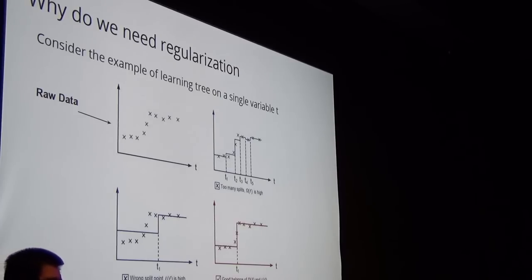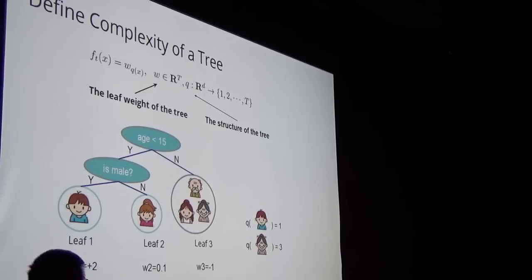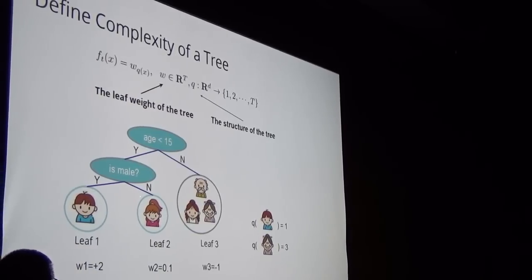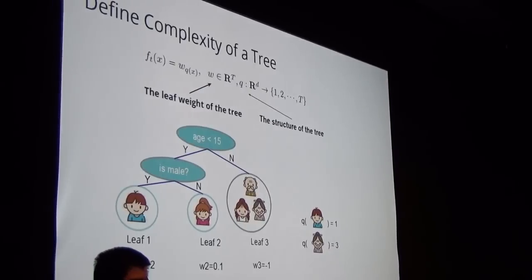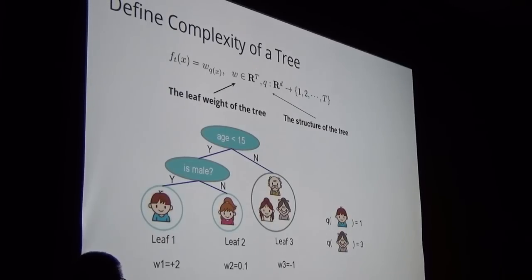So hopefully you are now convinced that it's quite important to trade off both the training loss and the regularization objective. In order to do that, we need to define the complexity of a decision tree or regression tree, because we are trying to fit tree ensembles on a data set. Given a regression tree, we break it into two parts so that we can make our definition more formal. The first part is called the Q function. That represents the structure of the tree.